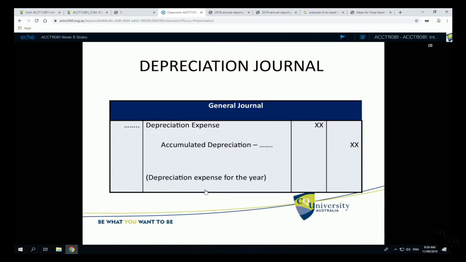What will change is the figure, and depending on which method for depreciation will determine different methods and different figures which get transferred, and also the actual contra account that it sits in. Okay, some firms actually have individual depreciation expense accounts for individual assets as well. That's fine. So they might say depreciation expense machinery, depreciation expense vehicle, and so forth.